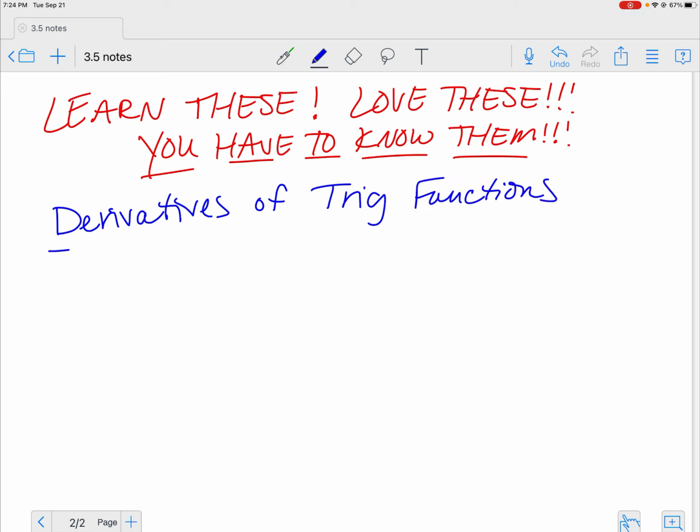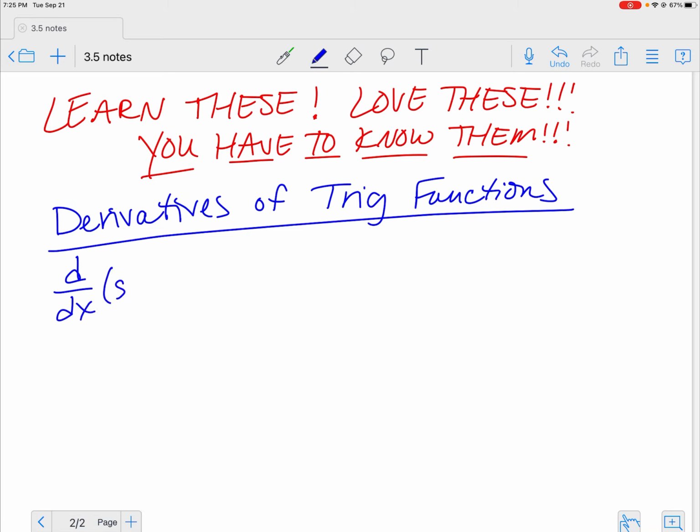I will say when I get students in Calc 2 and Calc 3, as you go forward, this is something they don't always know. The ones that know it, it makes their life 10 billion times easier. The ones that don't quite have it squared away yet, it makes it just a little bit harder. So make sure that you are learning these. Make flashcards. Do whatever you have to do.